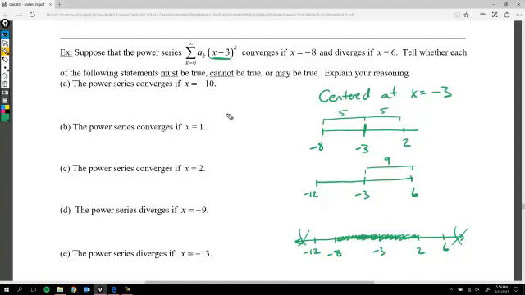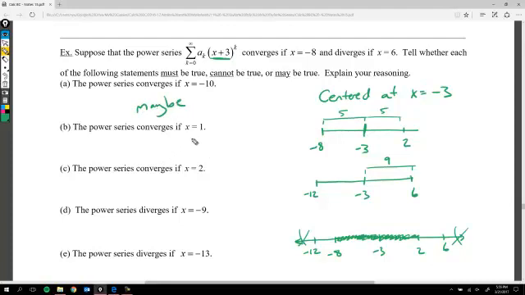All right. So first they ask if I converge if x is equal to -10. Well, -10 is between -12 and -8, so I'm not sure about that. It might converge, so maybe.